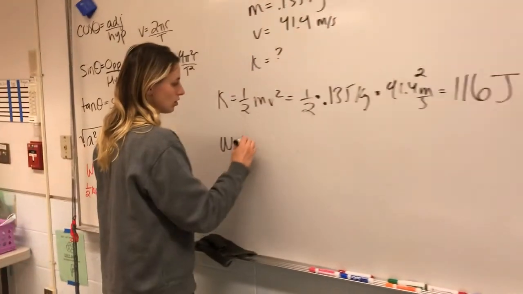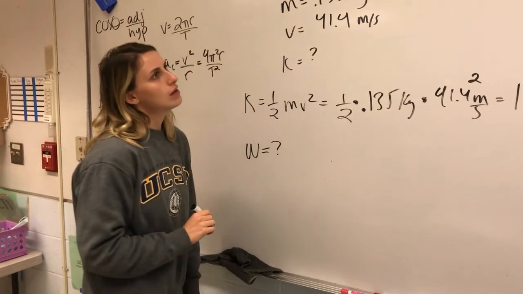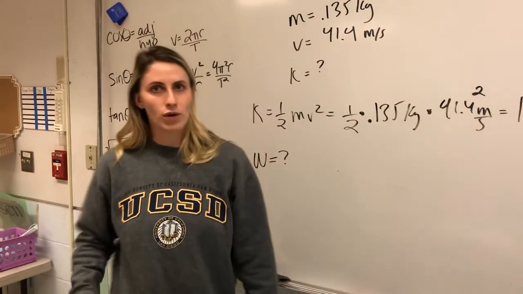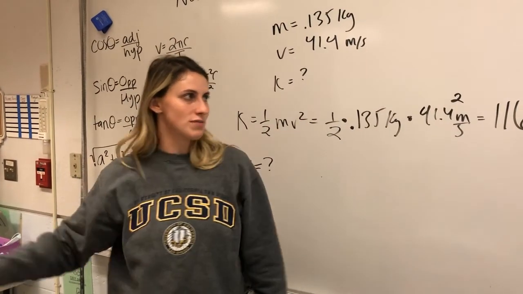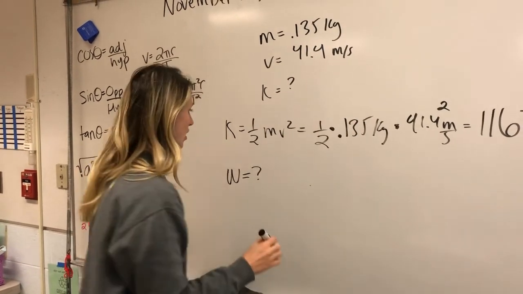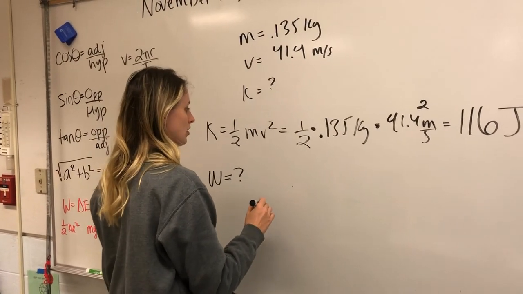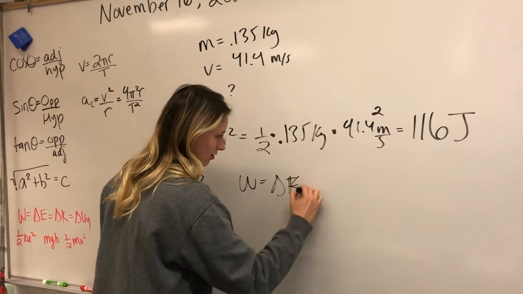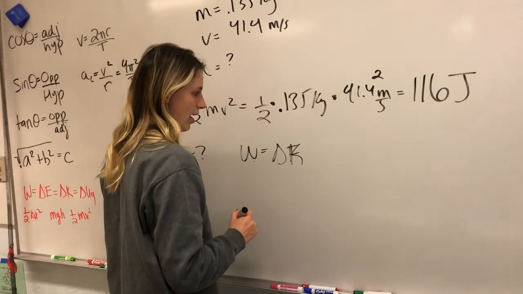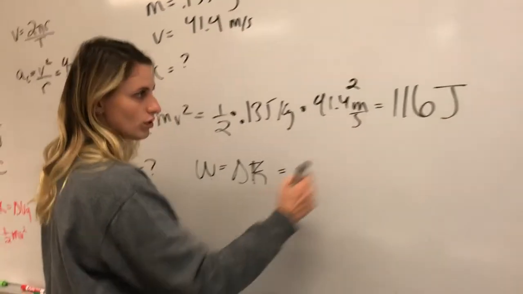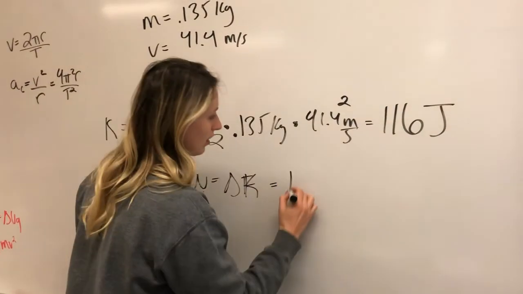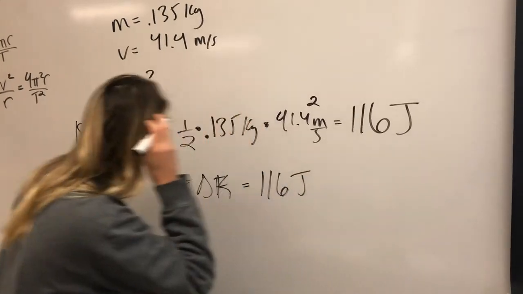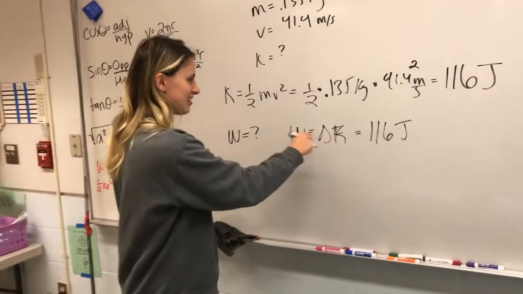Okay, B, how much work did he do? Where did that kinetic energy come from? Well, the kinetic energy came from the work, the force times the displacement of his arm. So we know that work equals the change in kinetic energy. Before he threw it, the ball had no kinetic energy, so we can just say that the work is equal to this. This is easy.